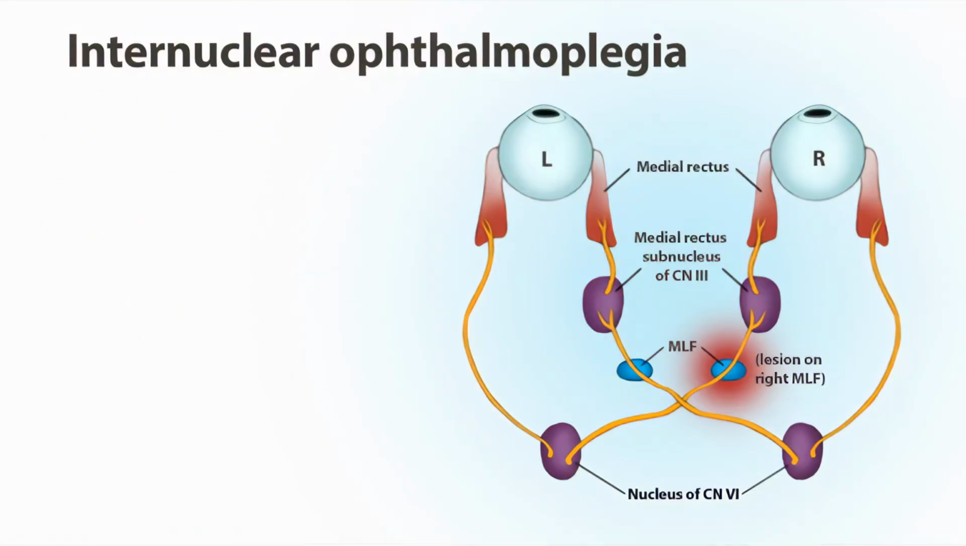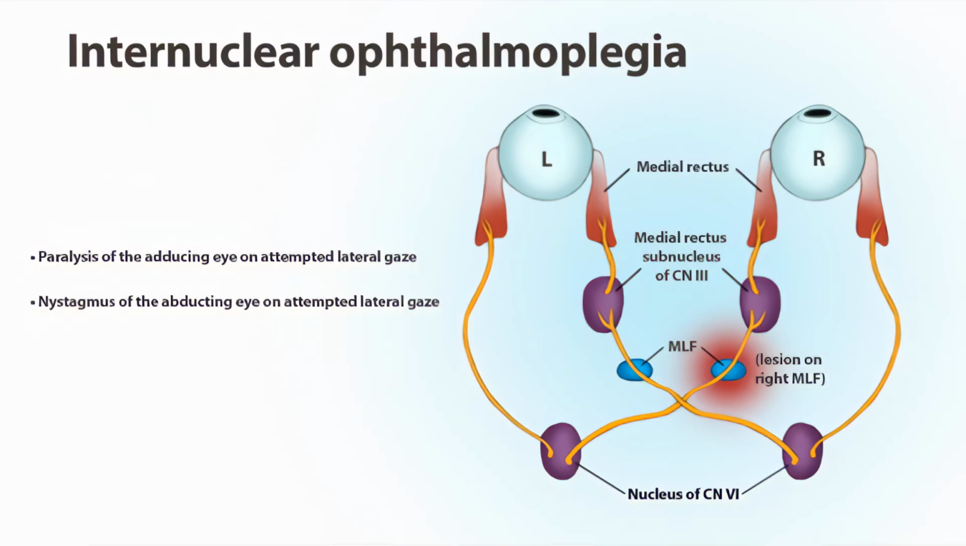You might also have internuclear ophthalmoplegia if there is a lesion to the MLF. What was that MLF? That was the medial longitudinal fasciculus. So this is where you have paralysis of the adducting eye on attempted lateral gaze and nystagmus of the abducting eye on attempted lateral gaze again. So you cannot adduct and you have nystagmus with the abducting eye when you're moving that eye laterally.